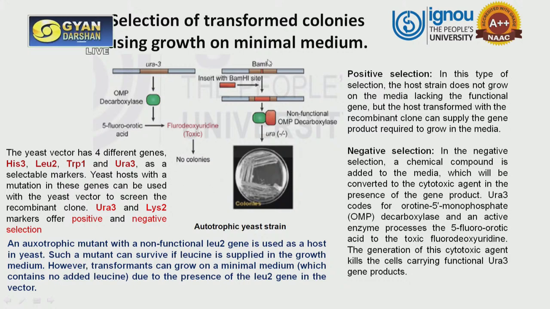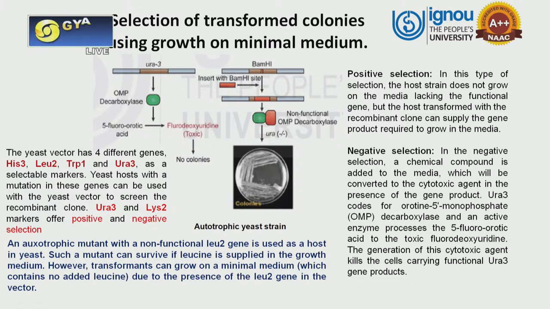Whereas if you clone a gene of interest here, then this is disrupted, and finally you will have a non-functional OMP decarboxylase gene, and you can see the growth of these colonies on the plate.